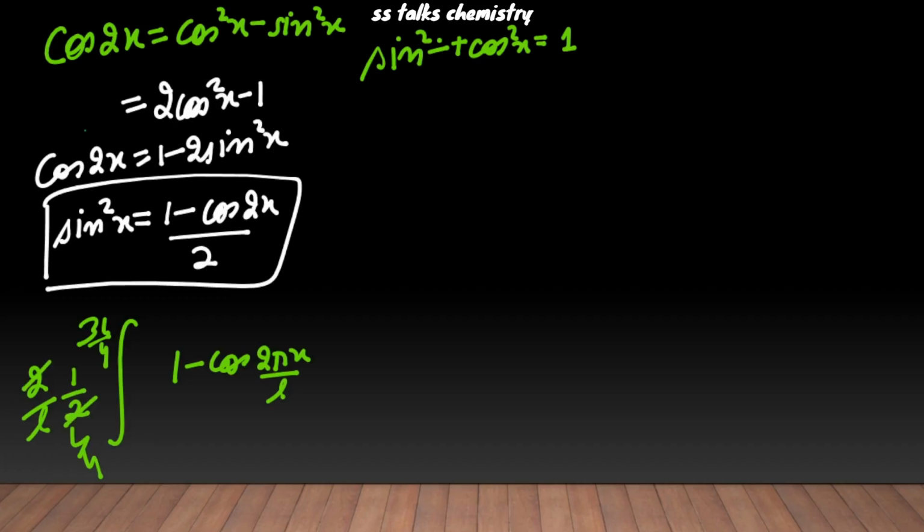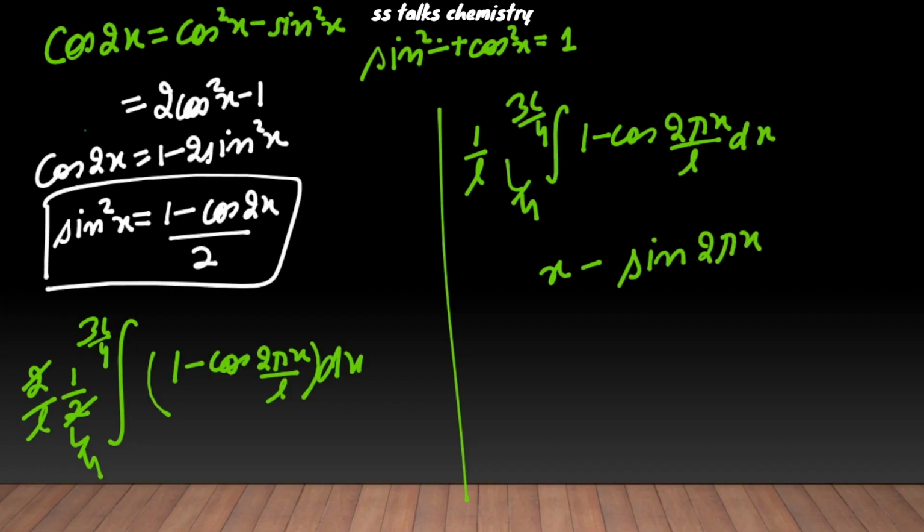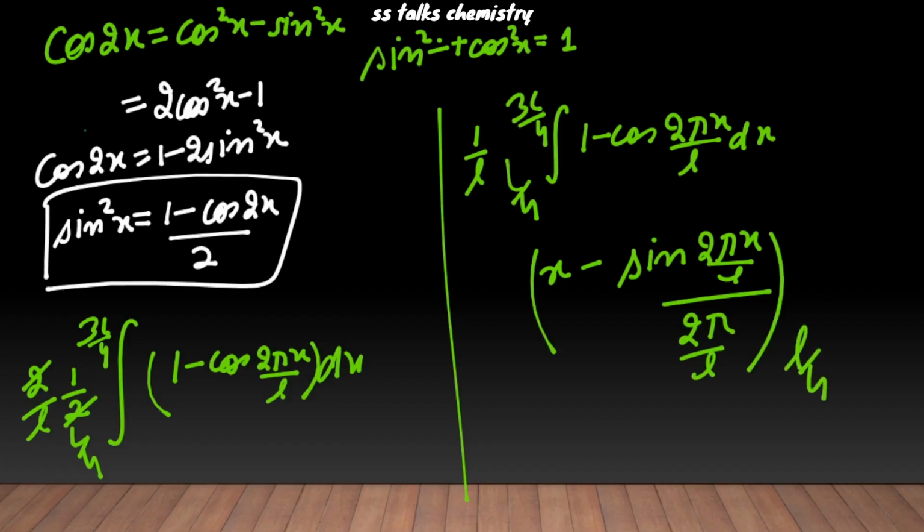Okay, so this 2 and this 2 will get cancelled. So we will be getting the integration from L by 4 to 3L by 4, here the 1 by L is there, 1 minus cos of 2 pi x upon L into dx. So on solving this we get the value as x minus sine of 2 pi x upon L, upon the derivative part of this cos of 2 pi x by L, so it will be 2 pi by L. Limits are from L by 4 to 3L by 4.